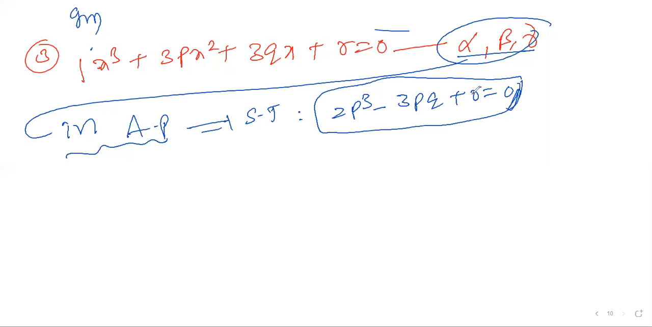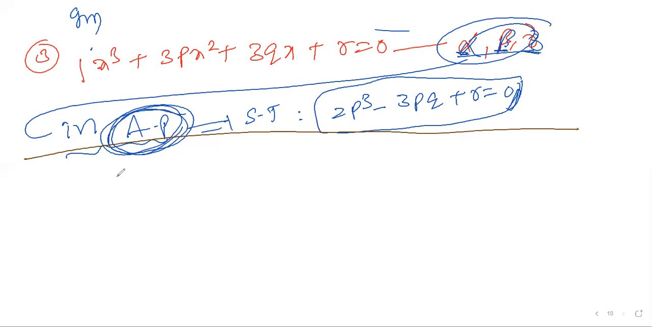It's very simple. First of all, how were the roots given? Alpha, beta, gamma, three roots, and they are in AP. So let us take the AP series. I'll take a minus d, a, a plus d, for my convenience. There are three roots in AP: a minus d is alpha, a is beta, a plus d is gamma.